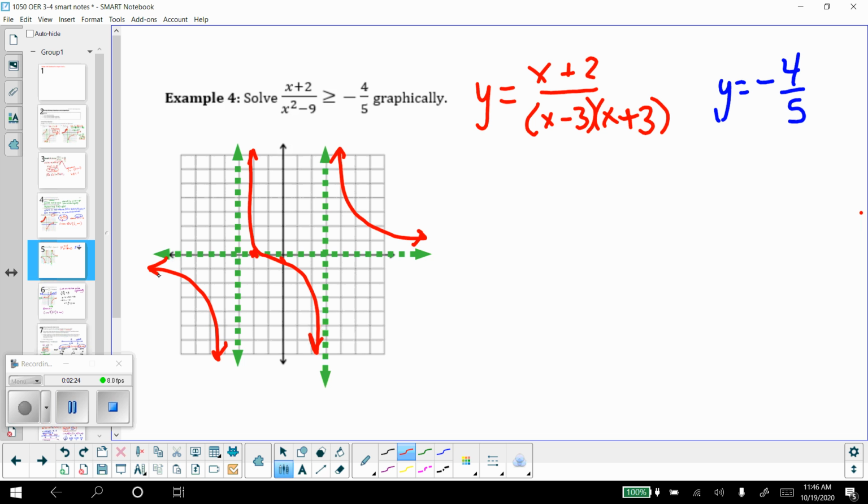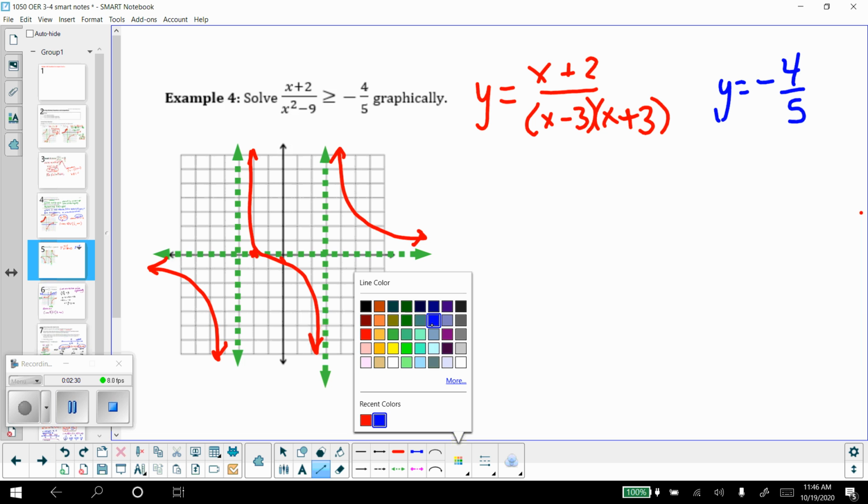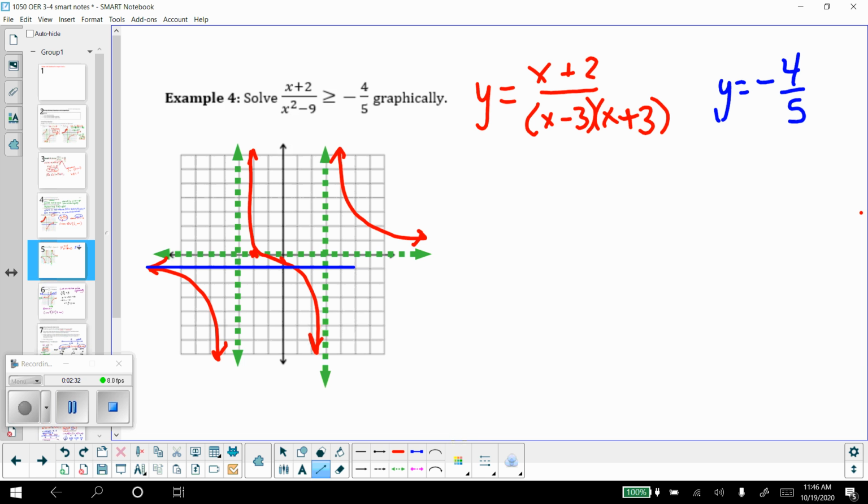Okay, so then we have the graph of the line y equals negative 4/5. So that would technically be right about here. I think I drew that in more at negative 1, but here I can use it just by using my, there we go, about right there, right? So we are looking at where our red graph is above our blue graph again, or equal to it.